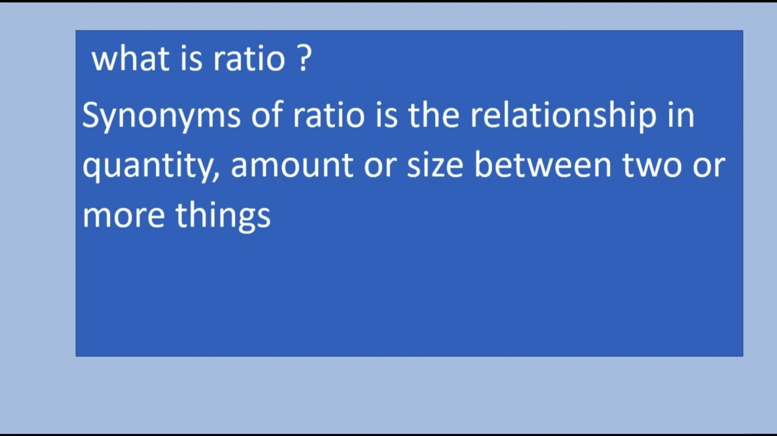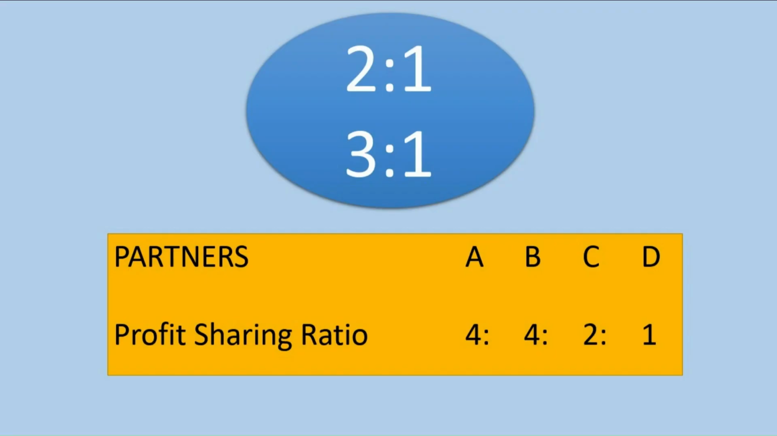This is generally expressed as 2 to 1, or 2 is to 1, or 3 to 1, or 3 is to 1, etc. You would have seen in partnership accounts where profit sharing between partners A, B, C, and D is 4, 2, 1. This is partners' profit sharing ratios.